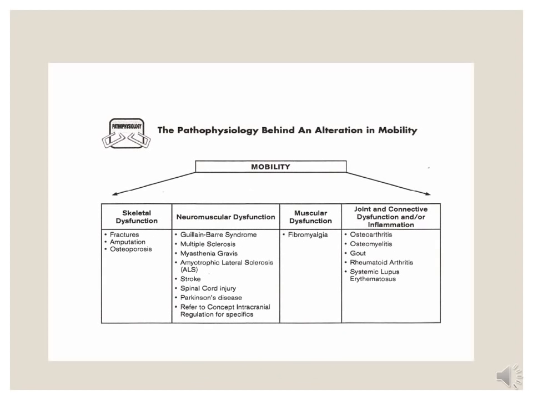This slide is just showing you the pathway behind alterations in mobility. We have skeletal dysfunction, which we will talk about fractures, amputations, osteoporosis. Neuromuscular dysfunctions deals with the nerves and the muscles. Here we'll talk about Parkinson's disease. We're not going to talk about fibromyalgia, but that's muscular dysfunction, so just the muscles. And then we have joint and connective dysfunctions, which we will talk about osteoarthritis and osteomyelitis.